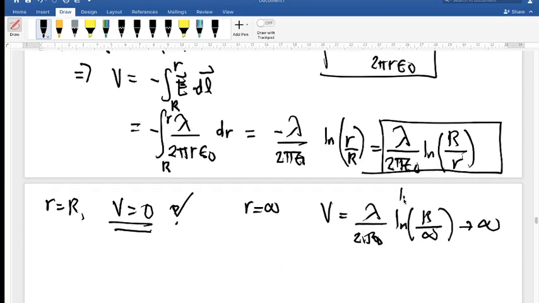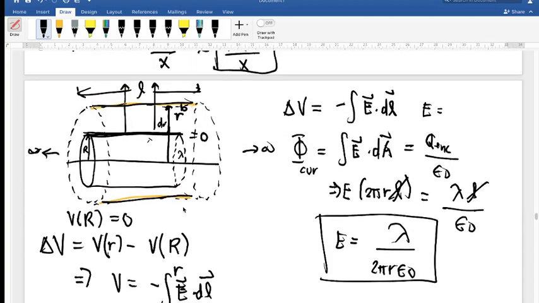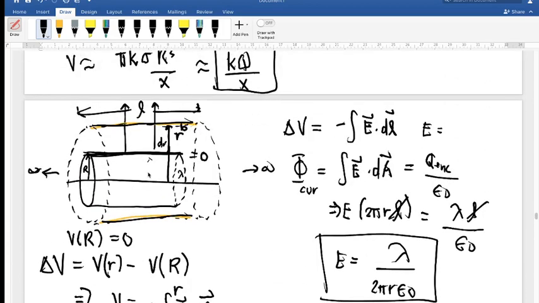The R over infinity approximately goes to 0, right? So ln of 0 is actually equal to infinity. So this approaches 0 and ln of 0 goes to infinity. So this reference point is no longer valid. It is better if you put the reference point at r equal to R, which actually coincides with our expression of the potential.